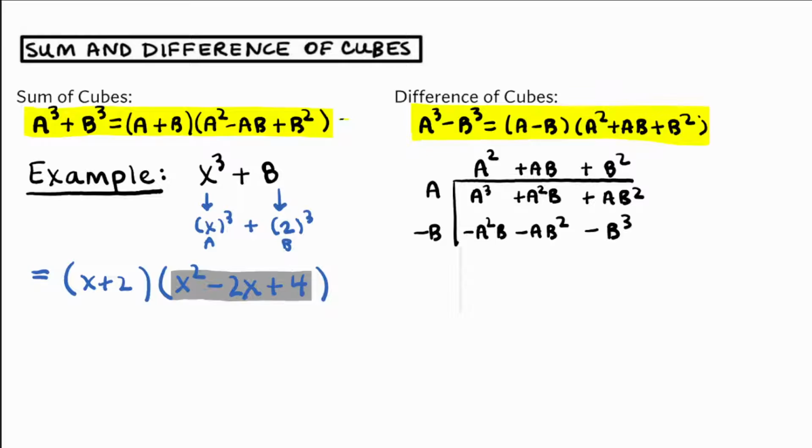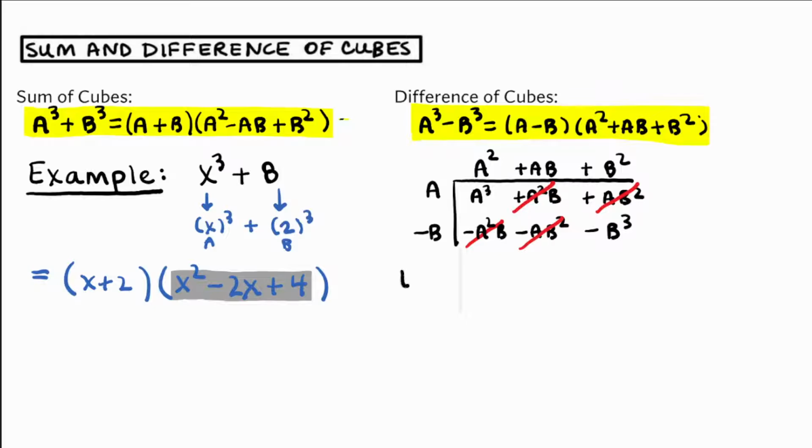All right, there it is. So when I do the multiplication and I multiply everything out, I see I have plus a squared b minus a squared b plus ab squared minus ab squared, and all I'm left with is a to the 3 minus b to the 3. Okay.